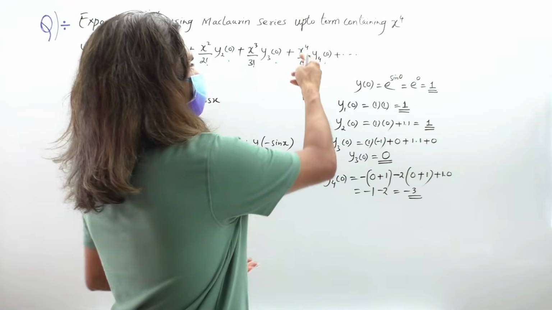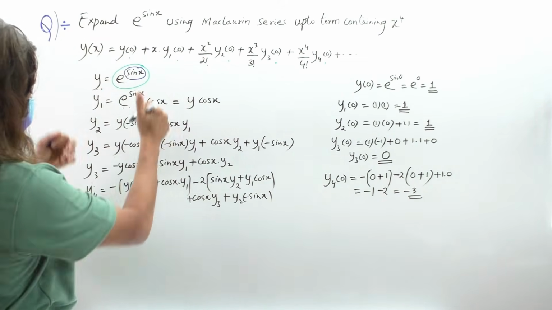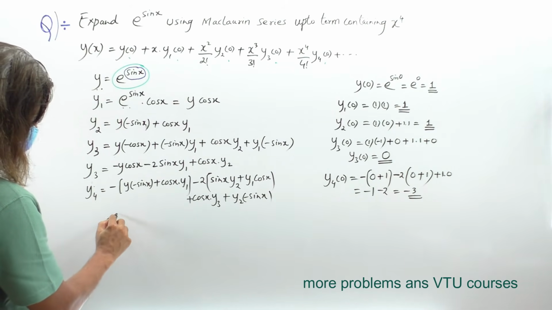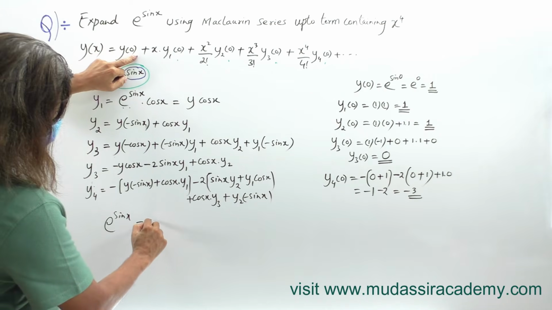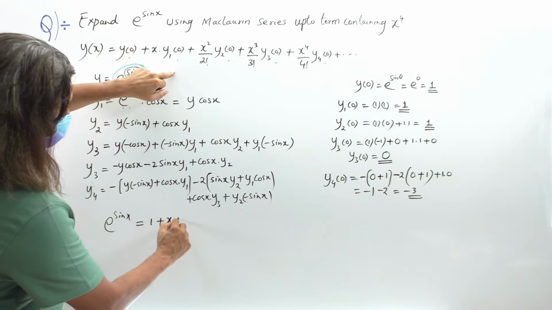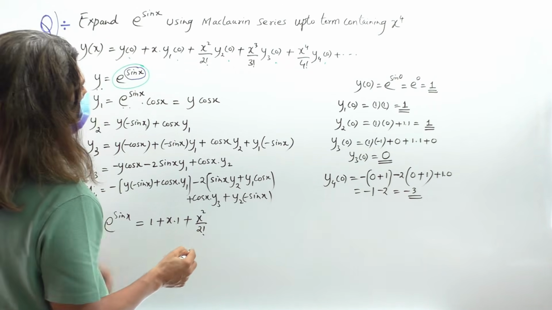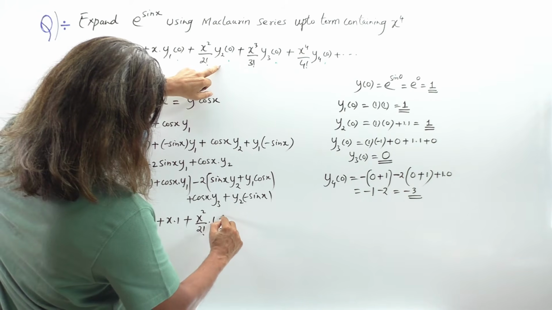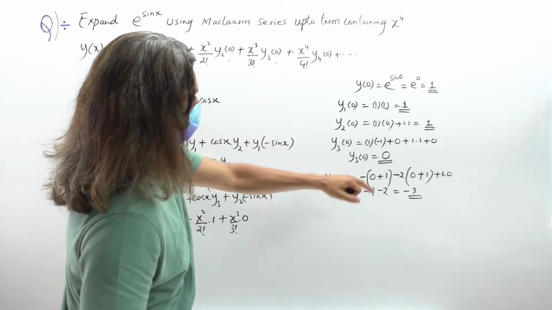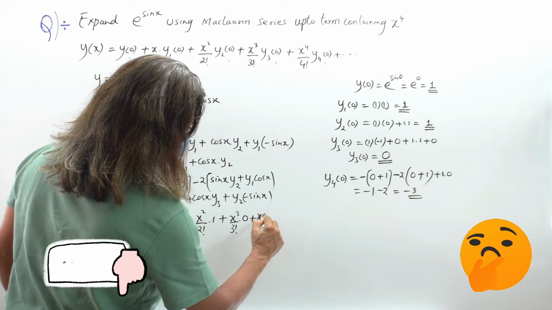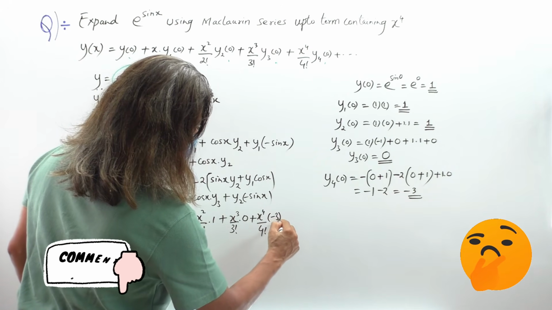So you have found all the values up to 4 differentiations. Now let us put all these values in the series. Therefore e raised to sin x in series expansion is y of 0 is 1, plus x into y1 of 0 is 1, plus x square by 2 factorial into y2 of 0, it's 1 again, plus x cube by 3 factorial into 0 because y3 of 0 is 0, and lastly plus x raised to 4 by 4 factorial into y4 of 0 is minus 3.